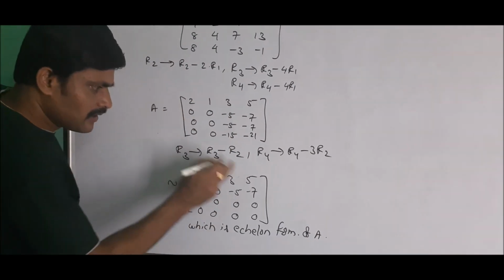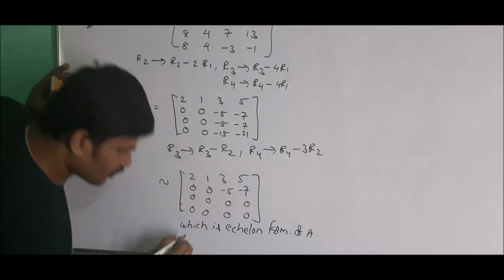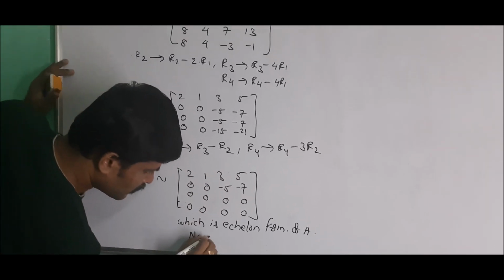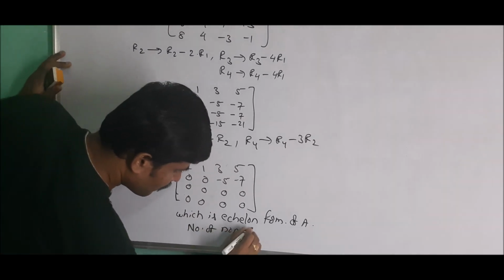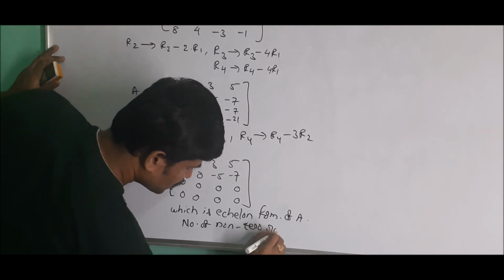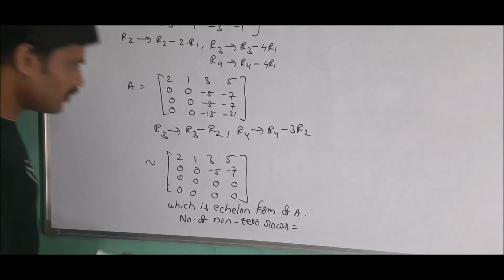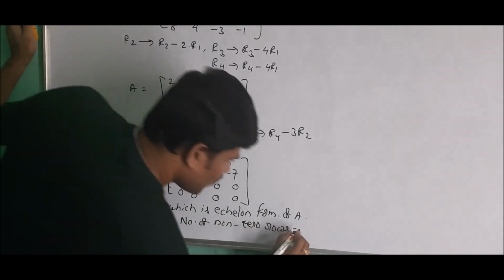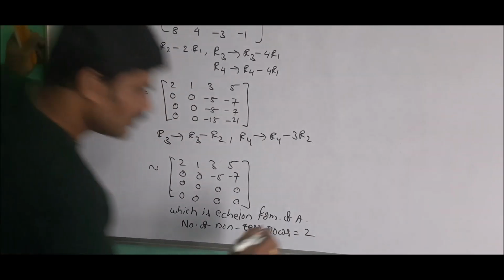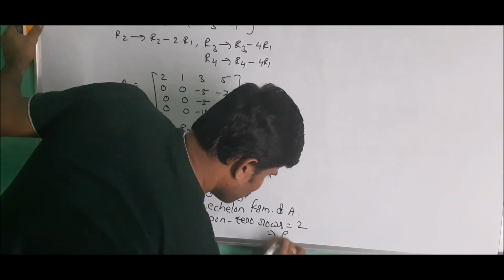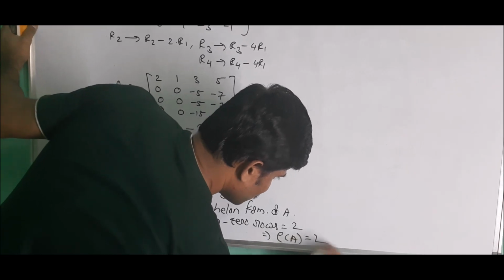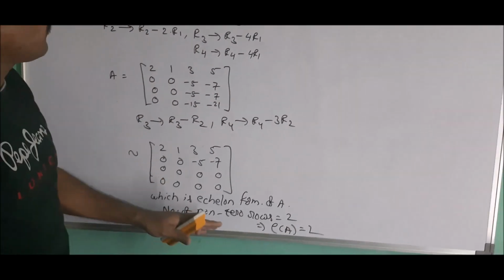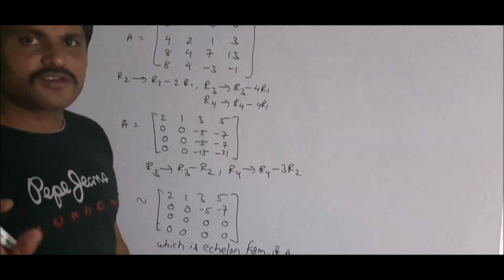Therefore, here we observe the number of non-zero rows. The number of non-zero rows equals how many rows? These are only 2. Therefore, 2 is the rank of A. Symbolically it is denoted by rho of A, that is 2. So this is the solution for this problem.